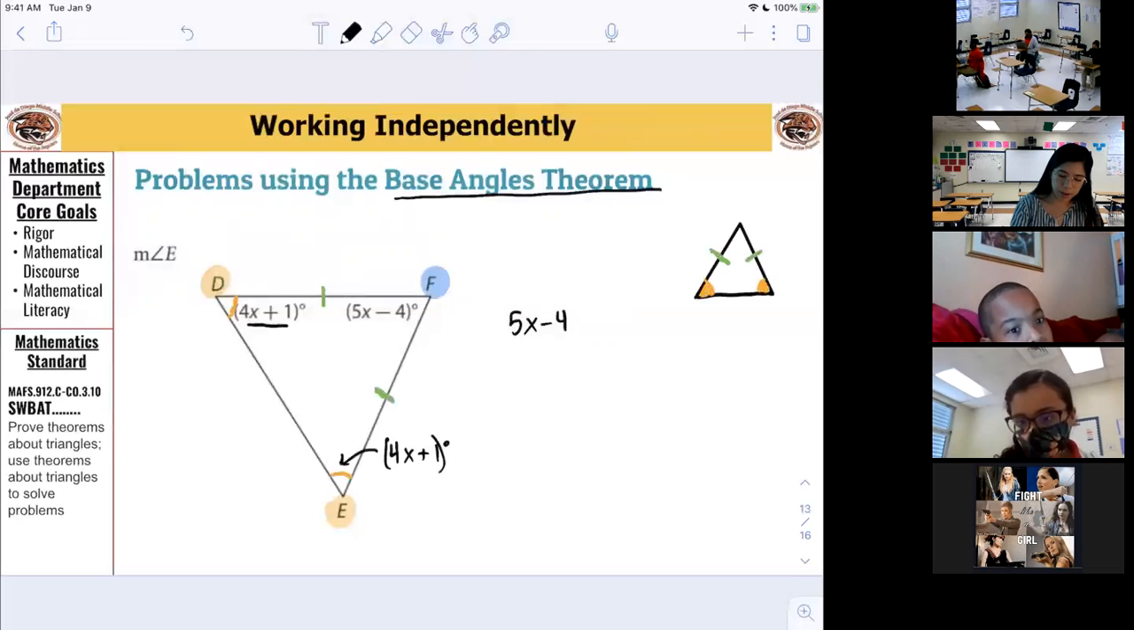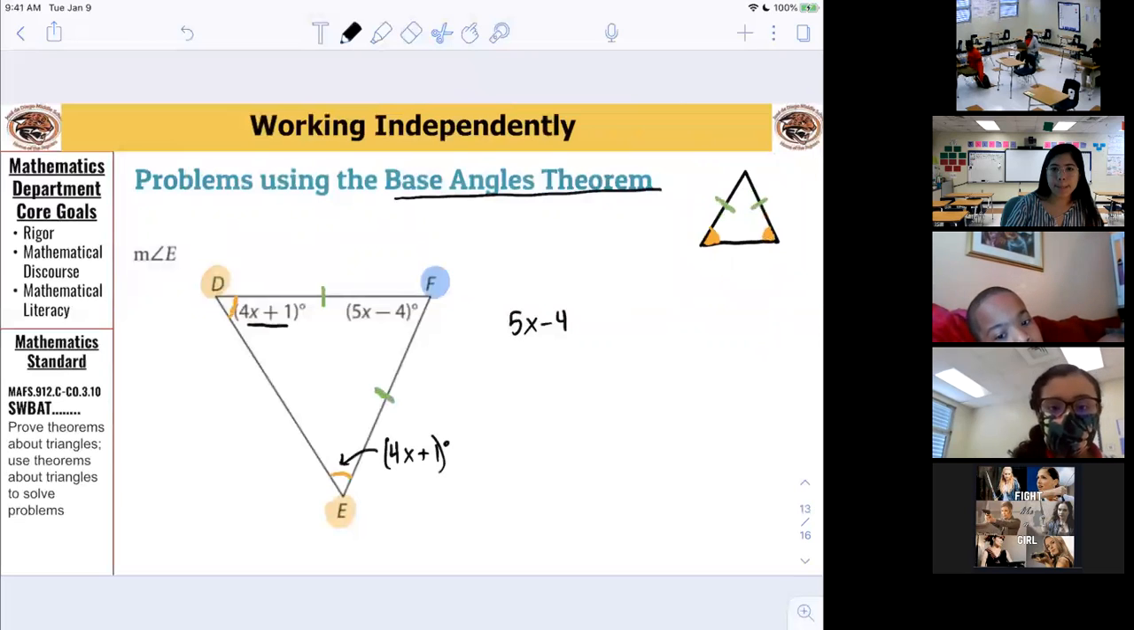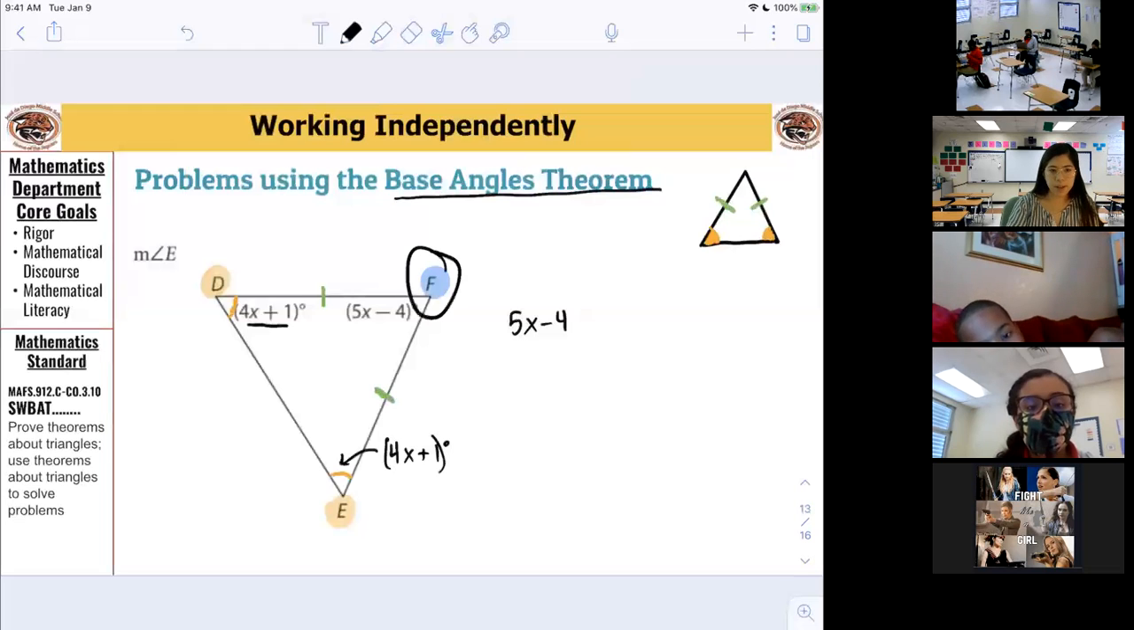So keep going. What do I write? 5x minus 4 plus 4x plus 1 plus 4x plus 1 equals 180. This whole angle is going to be 180.